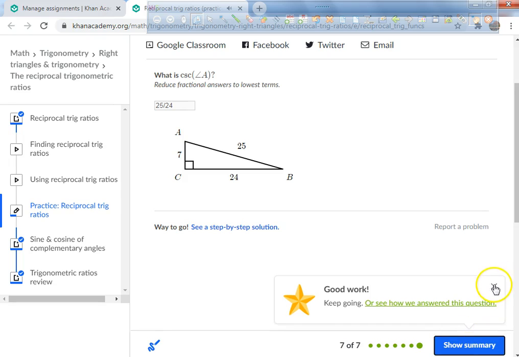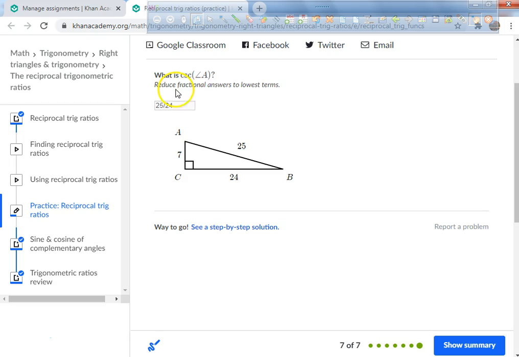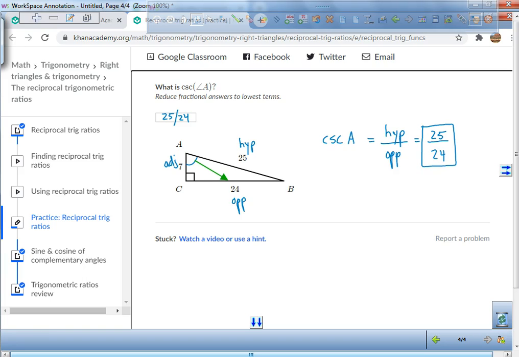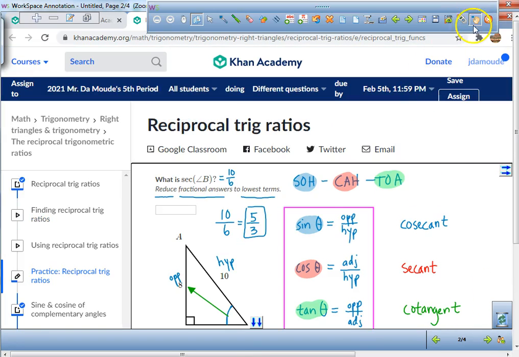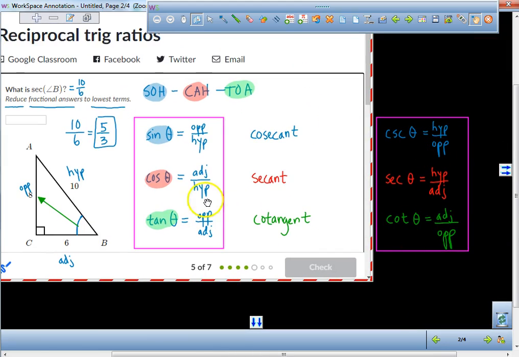And that's it. All right, so you have 7 of those questions. You just got to take your time. Make sure you do what? Reduce them if they need to be reduced. And make sure you have all of these in your journal.